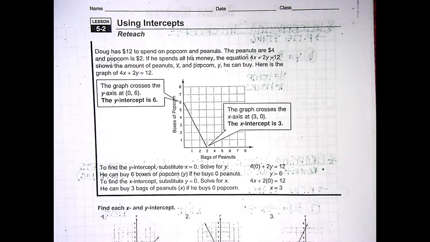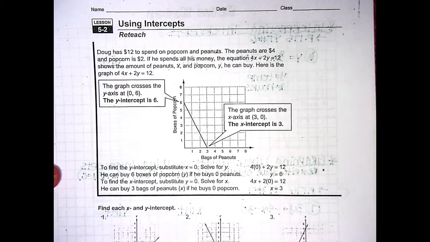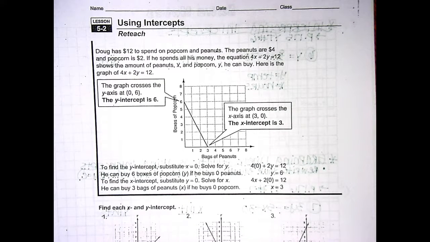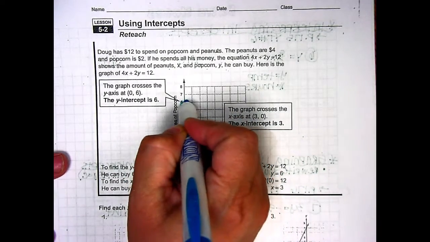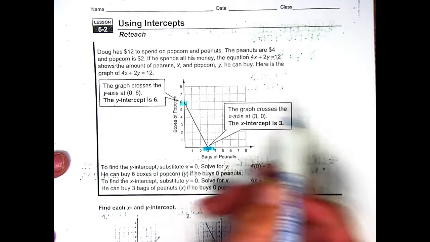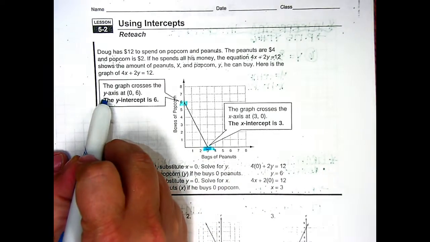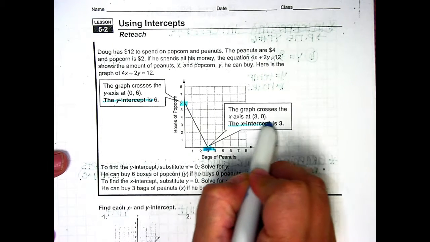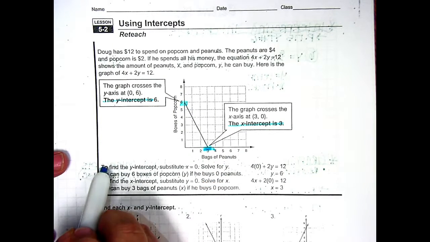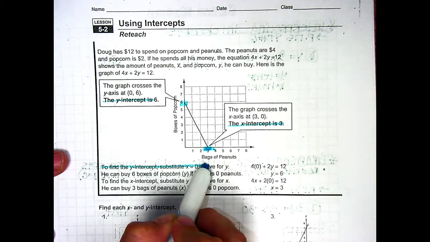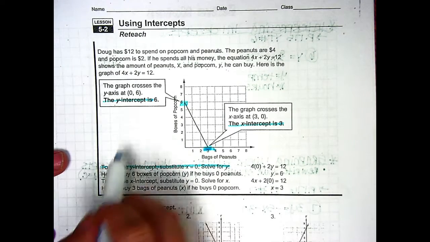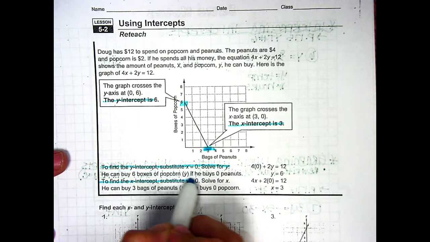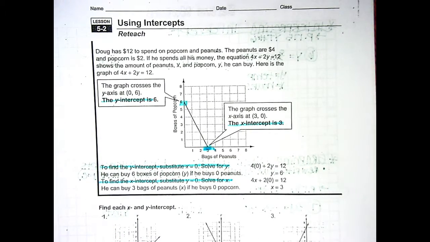All right, good afternoon. These are your notes for 5-2 using intercepts. Intercepts are where the graph crosses each axis. For instance, here and here, the graph would cross each axis, so the y-intercept is 6 and the x-intercept is 3. To find the y-intercept, you substitute x equals 0 and solve for y.